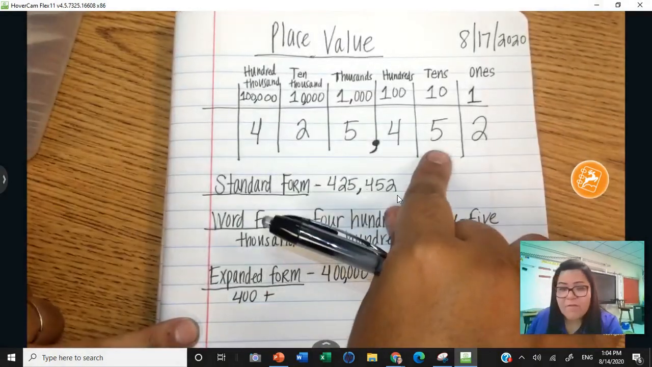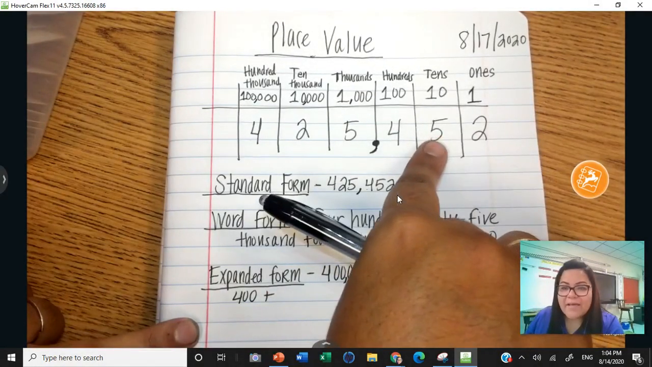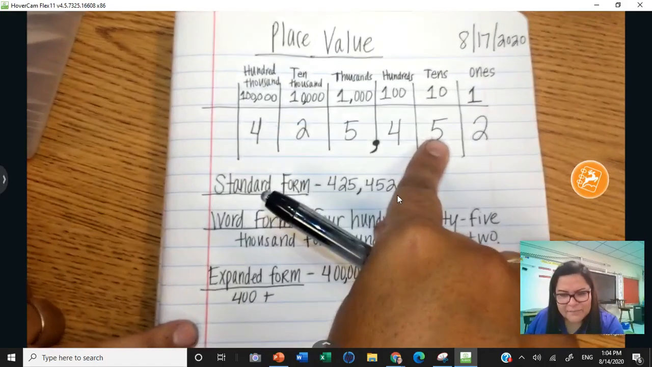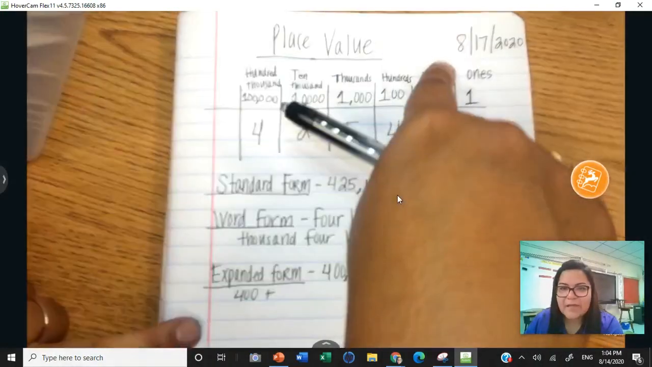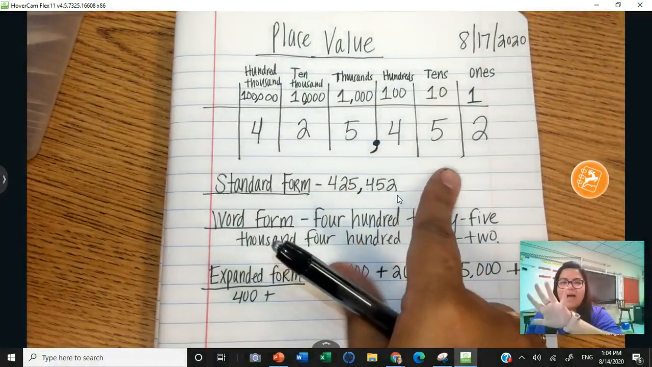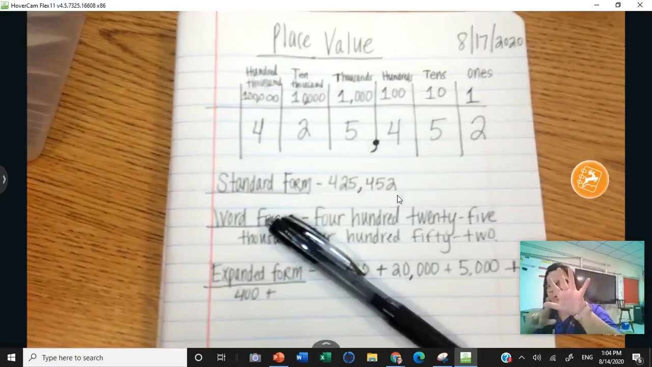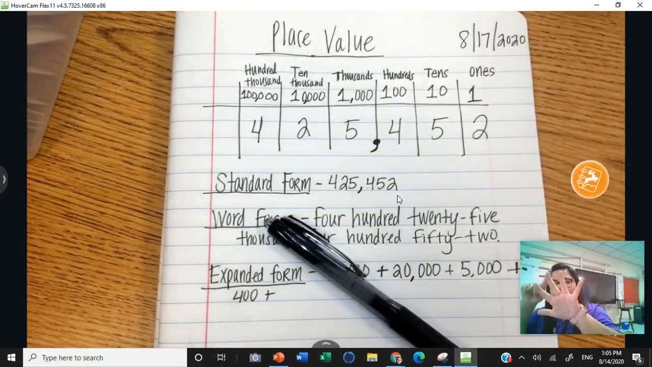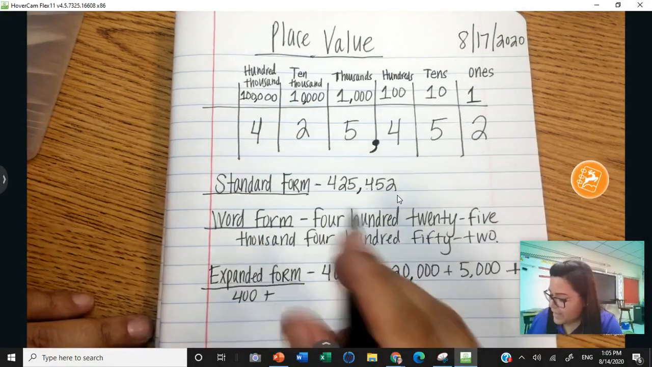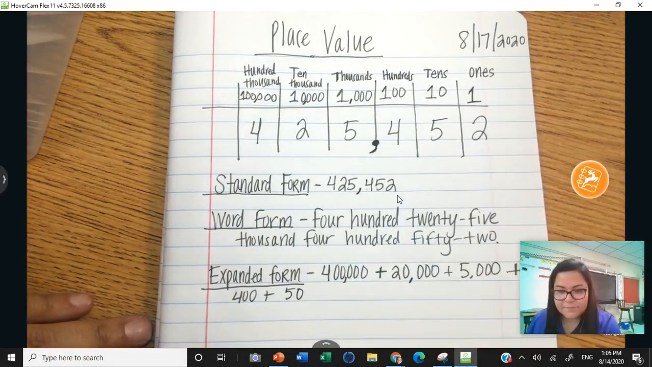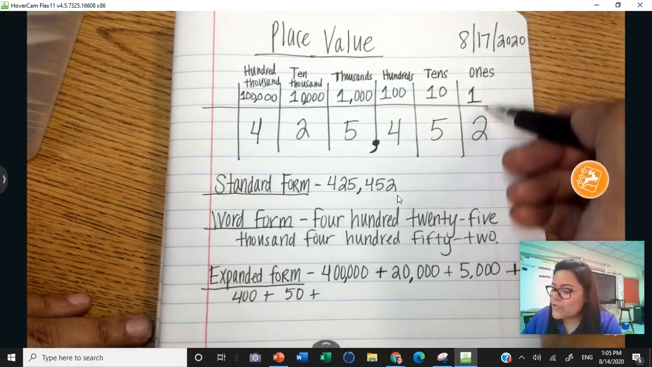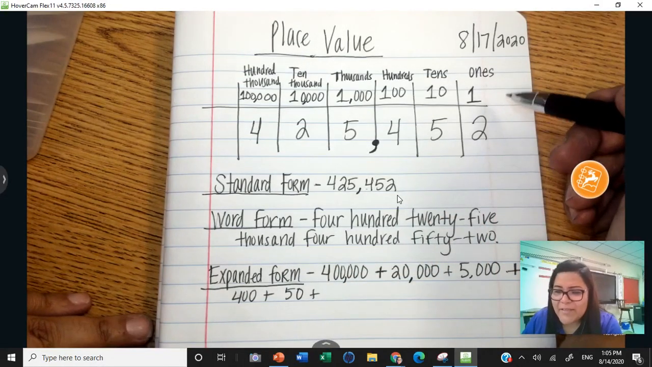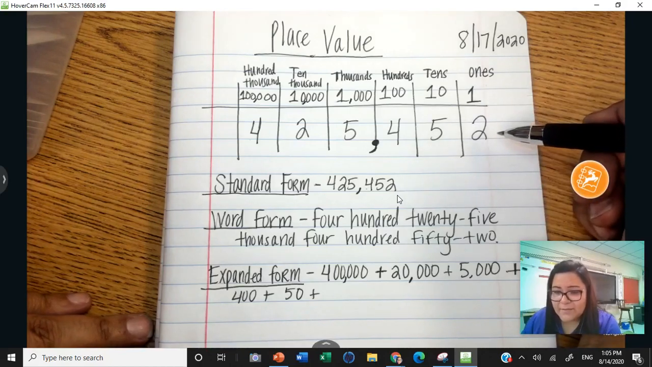I'm not done. I still have the 5 and the 2. The 5, is that just a 5? Nope. He is sitting in the tens house, okay, in the tens place value. So I have 5 tens. Let's count. 10, 20, 30, 40, 50. So that's not just a 5, it's a 50. Last one, we have a 2, and the 2 is sitting very nice and pretty in the ones place, okay?